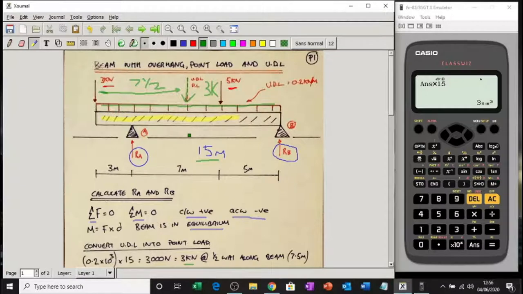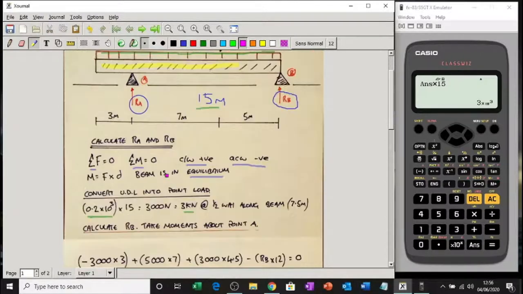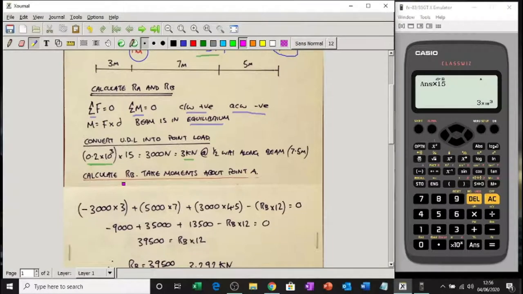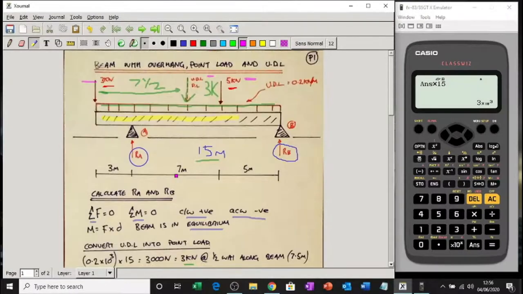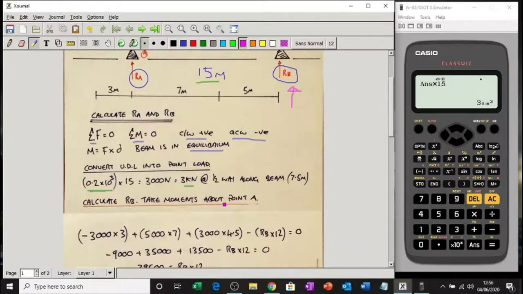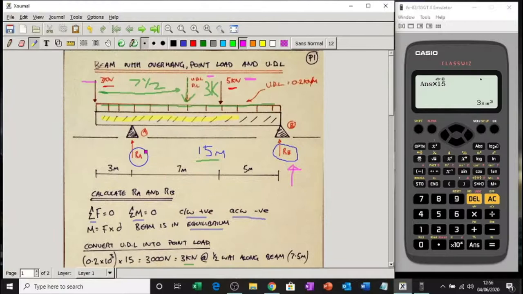Which means now we've got rid of the UDL, so we've got a beam with an overhang with 3 forces. We've got 3 kilonewtons coming down, another 3 kilonewtons coming there, and another 5 kilonewtons coming there. Because we've converted the UDL into a point load, nice and easy. So now we need to calculate reaction B, which is this reaction here, and we're going to take moments about point A. Here's my point A here.